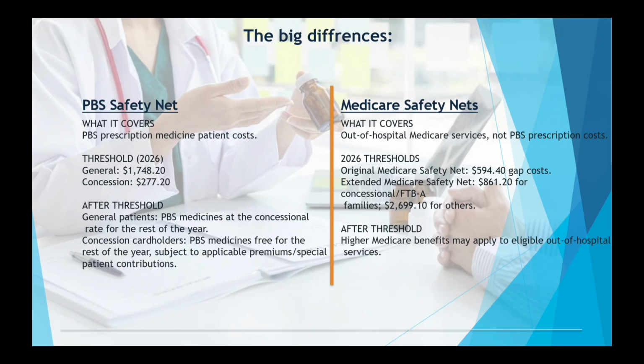And for the Medicare safety net, as I mentioned, it is not anything related to the prescription medication or the PBS, anything like that. It is basically out-of-hospital Medicare services, and it is not PBS prescription cost. They have a different threshold, so I won't be touching that topic because it is not that important. But you need to know the difference, like there is a huge difference between these two terms.